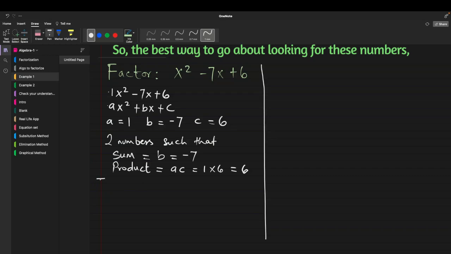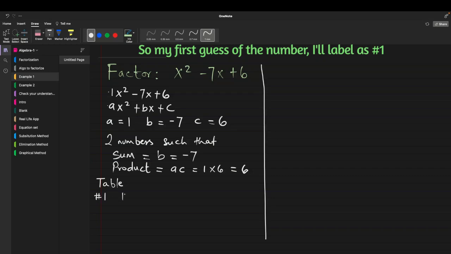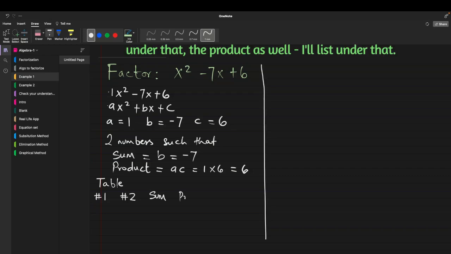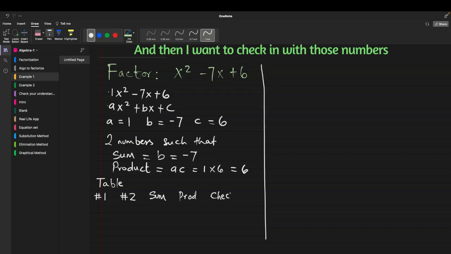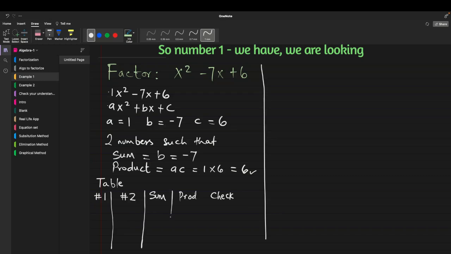So the best way to go about looking for these numbers or guessing these numbers would be to create a table. My first guess of the number I'll label as 1, the second one I'll label as 2, and their sum I'll list under that, the product as well I'll list under that, and then I want to check whether their product is the same as ac. So let's get started, okay?